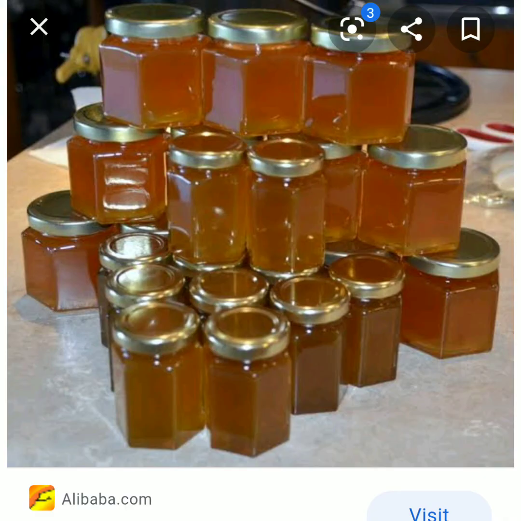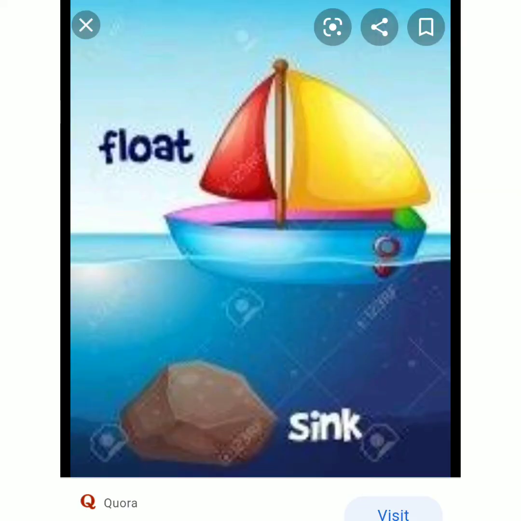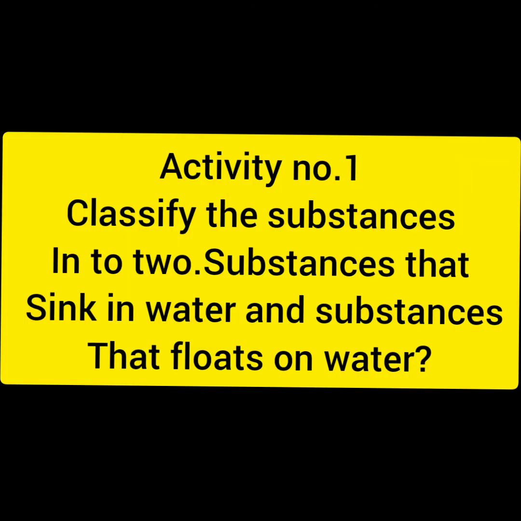So let's record the observations of the experiments. That is activity number 1. Classify the substances into two groups: substances that sink in water and substances that float on water.